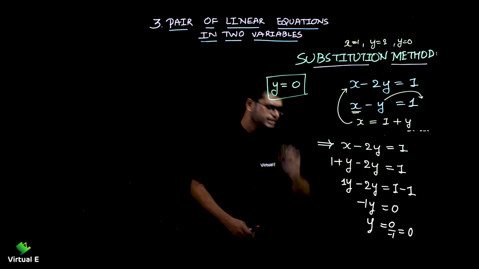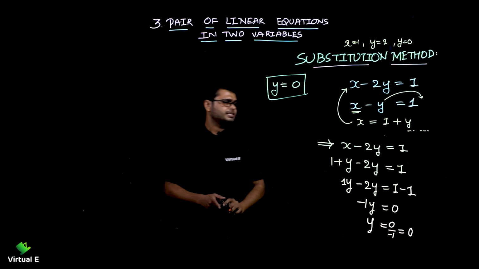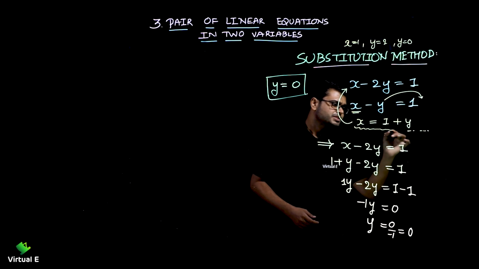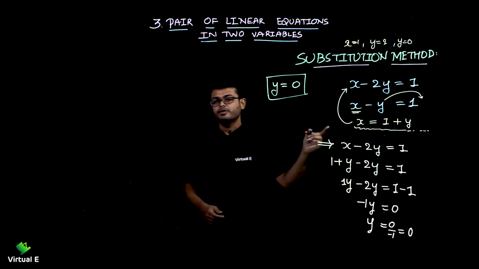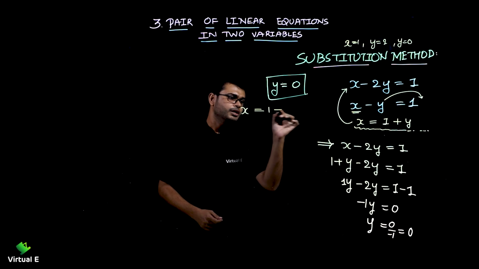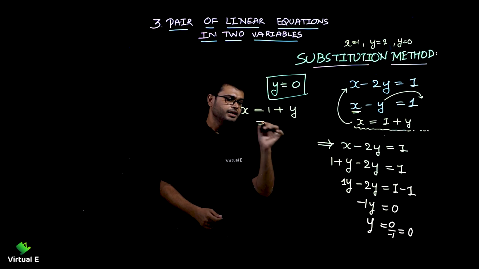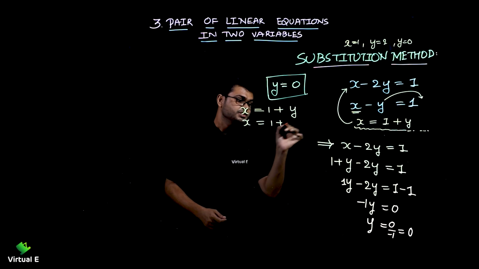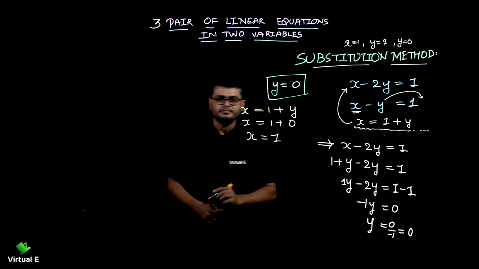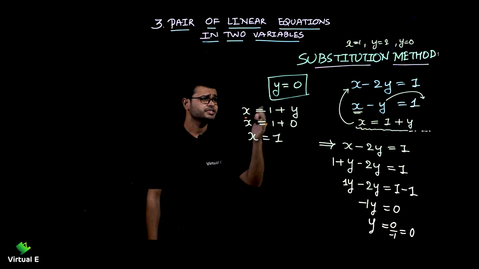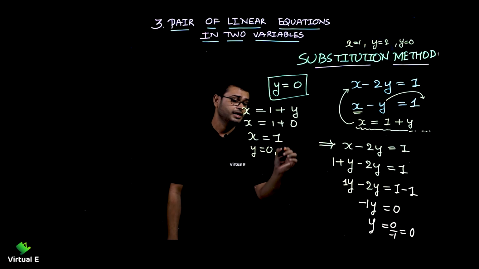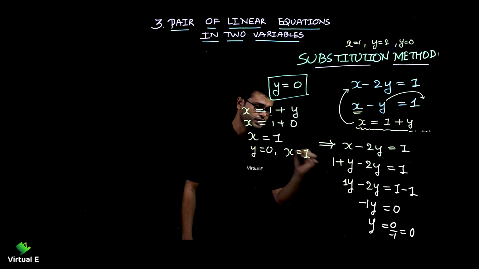Now how to get the value of x? For that we are going to use the same relation we started with. x is equal to 1 plus y. So let me rewrite it again. x is equal to 1 plus y. x is equal to 1 plus 0. So x is equal to 1. So the solution of this equation is y is equal to 0 and x is equal to 1.